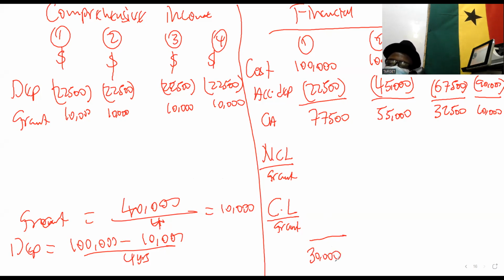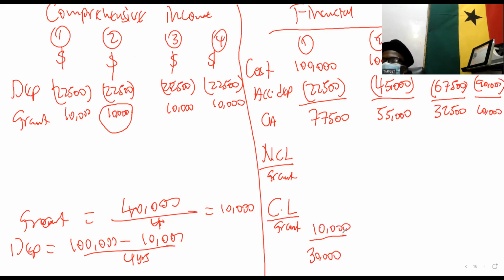Now, this 30,000, the portion that we are going to release next year is a current liability, because current liabilities are debts that need to be paid within 1 year. So those that we are going to release next year become current liability. How much are we going to release next year in year two? We are releasing 10,000. So that becomes 10,000.